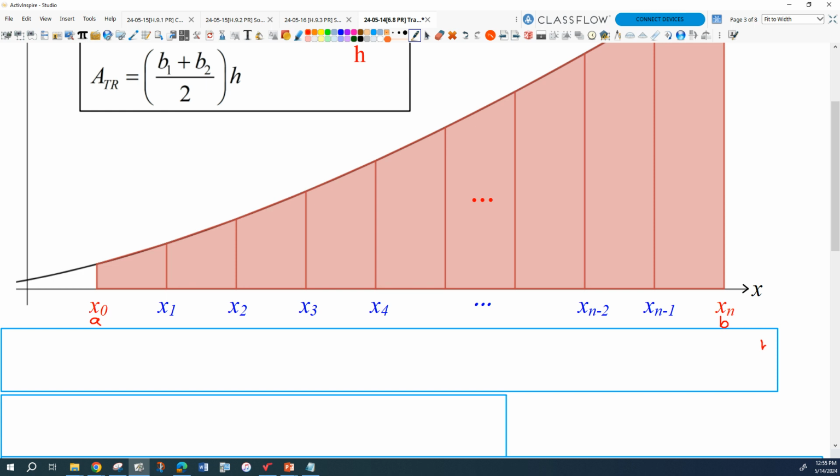Okay? And then what is the definition of x sub i? The right edge of the ith subinterval is what?